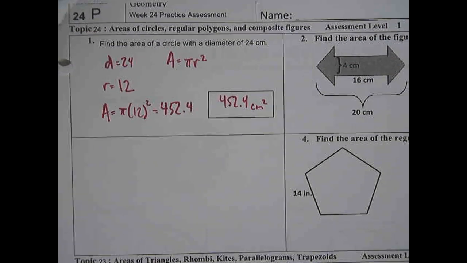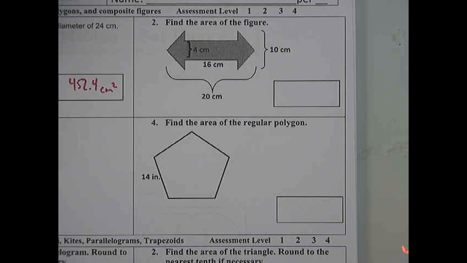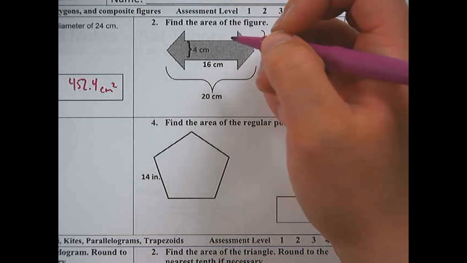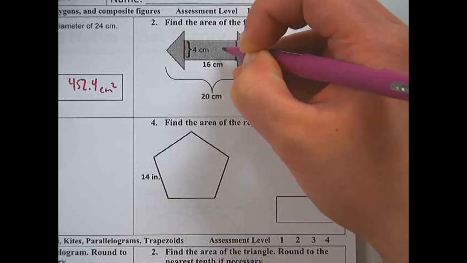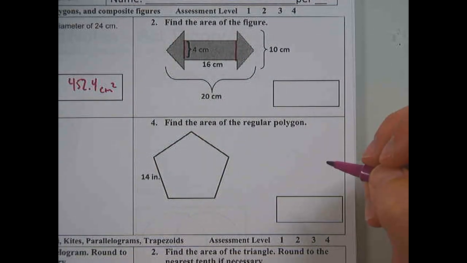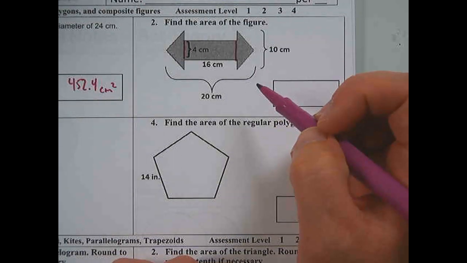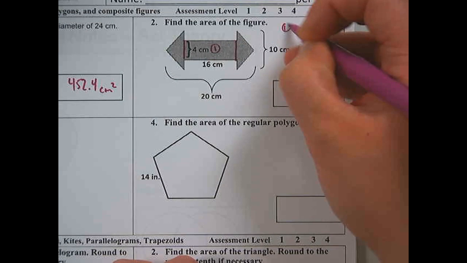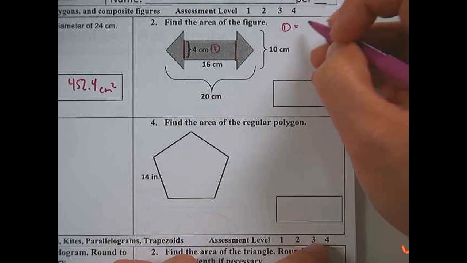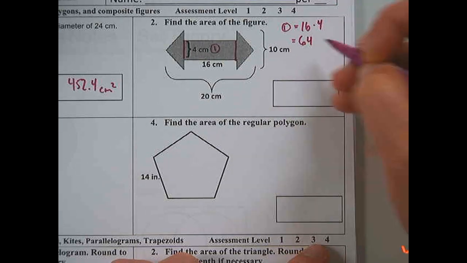Okay. Another kind of question that we're going to see is finding the area of a composite shape. What we're going to do is split this up into shapes that we know how to find the area of, like a rectangle and 2 triangles. The 2 triangles are the same, so if I find the area of one of them, I can just multiply it by 2. First off, the rectangle, that's shape number 1. Area of a rectangle is base times height, so that would be 16 times 4, which is 64.